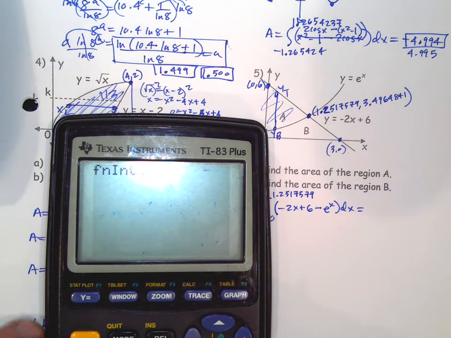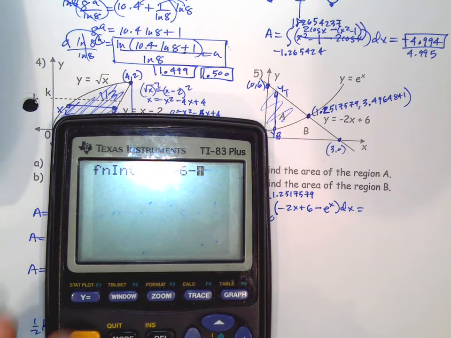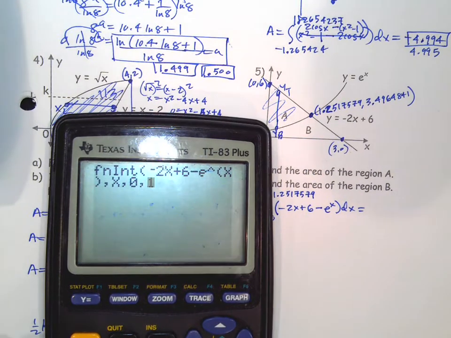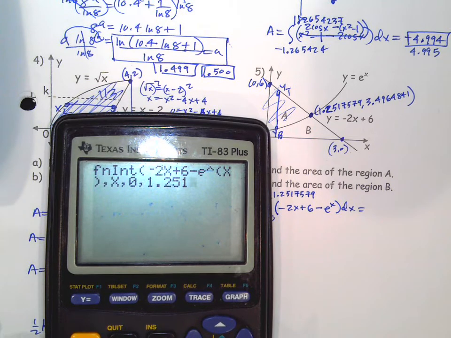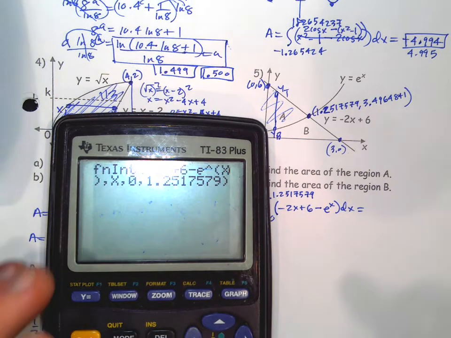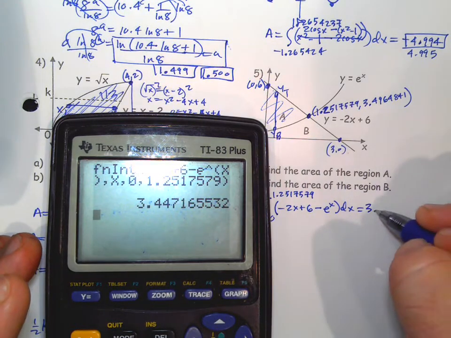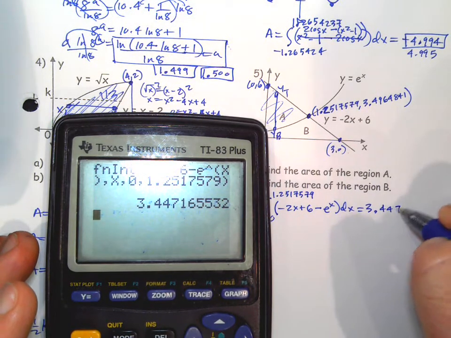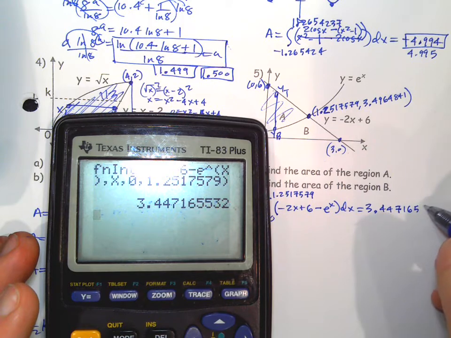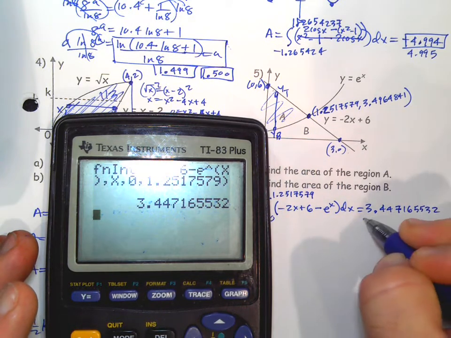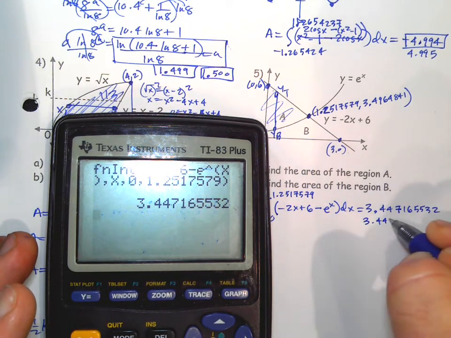Math 9, -2x plus 6 minus e to the x, comma x, comma 0, comma 1.2517579. And we get 3.447165532. So the answer, final answer, 3.447.